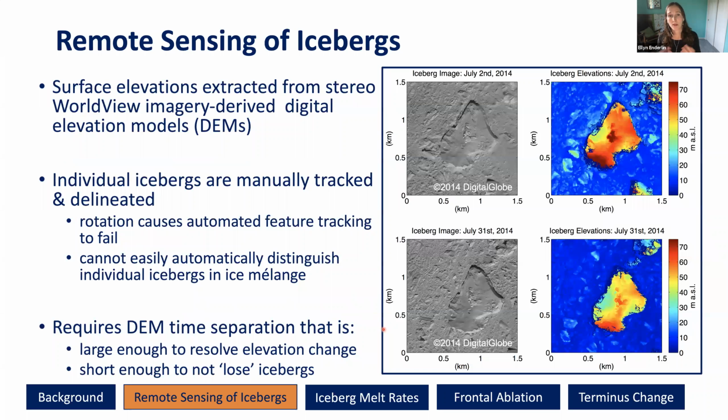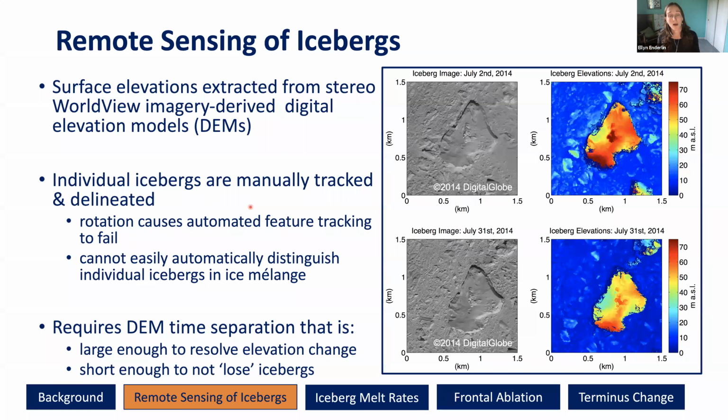Like I said, this method relies on these stereo WorldView images that have been converted to digital elevation models. I have some examples shown here in these figures for an iceberg in Sermilik Fjord in Southeast Greenland from July of 2014 for two different dates. And the difficult part about this, and the really time-consuming part, is that so far this method has been manual.